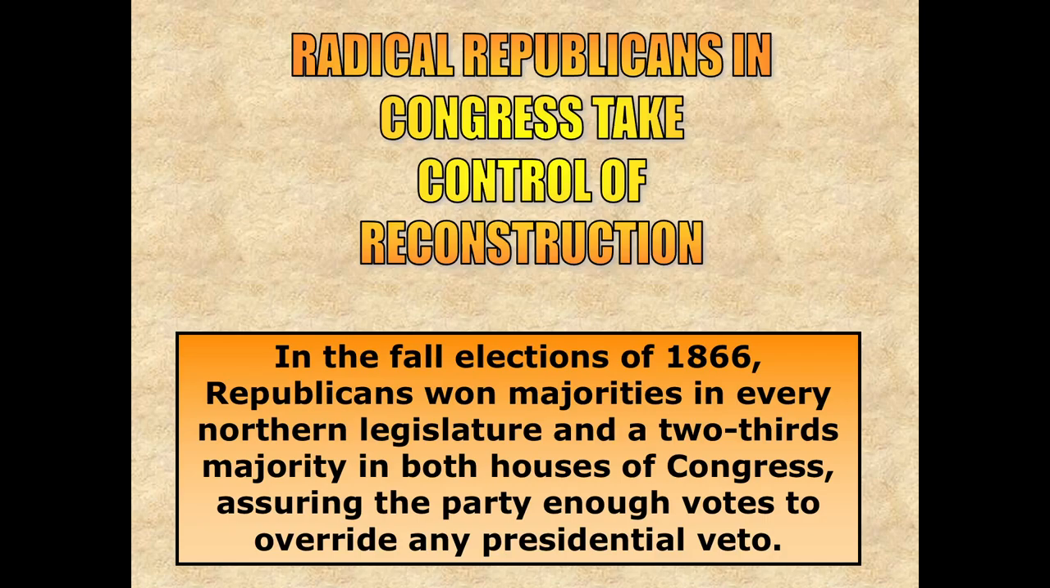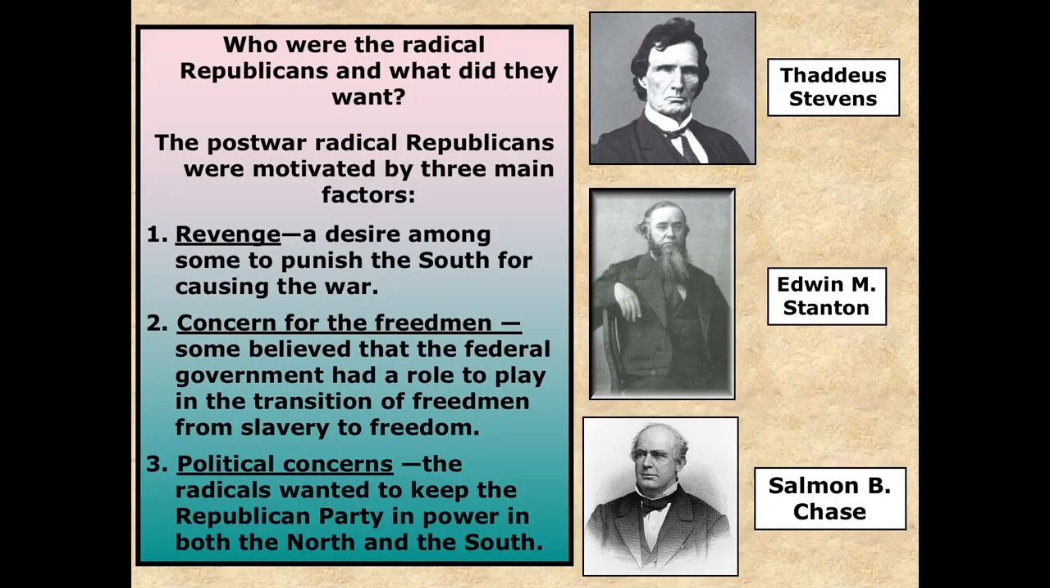So we're talking about people like Thaddeus Stevens, Edwin Stanton, Salmon Chase. They're motivated by stuff like revenge. They want to punish the South for the war. They do have genuine concern for the freedmen. These guys are the radical Republicans, so they want to push for stuff like voting rights as well and equal protection.